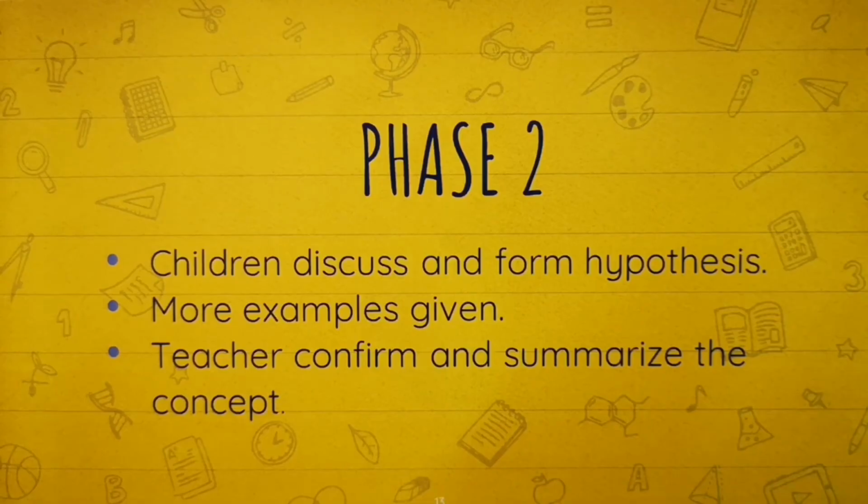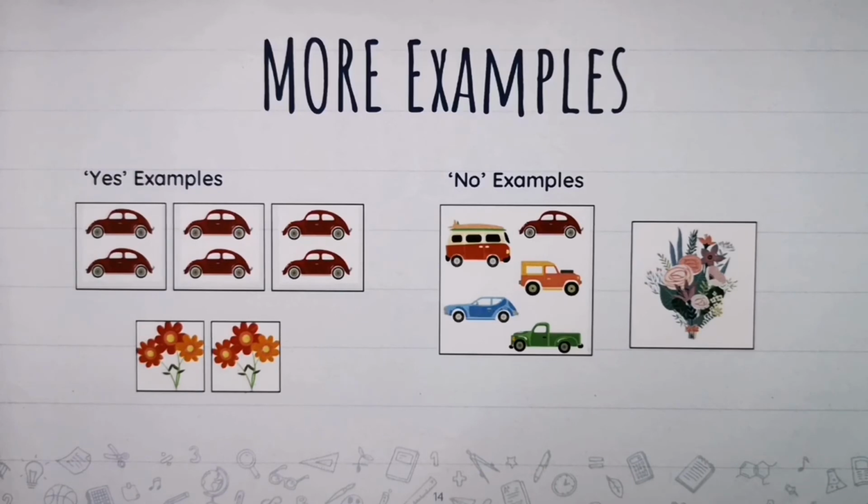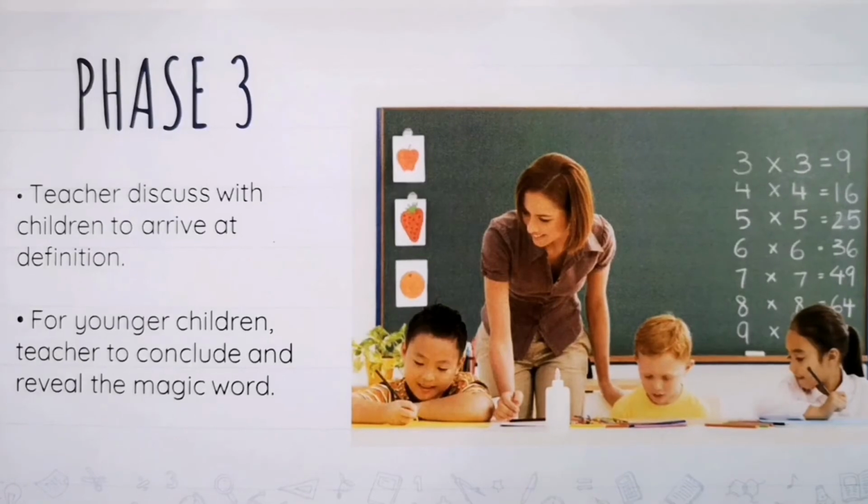In Phase 2, students are allowed to discuss with their partners the attributes or creation of the hypothesis. At the same time, the teacher can facilitate and guide the students. More examples can be shown to students to enable them to test their hypothesis. Now students will share their guesses with the class. The teacher will confirm and summarize the concept. Students may notice the examples will have repetitive grouping. After completing the secret bag, the teacher will discuss with the students and arrive at the definitions.